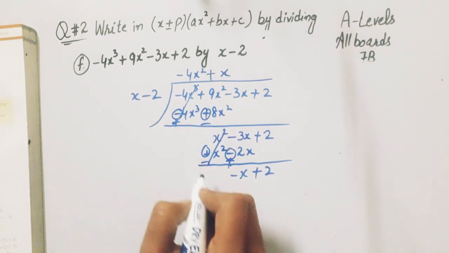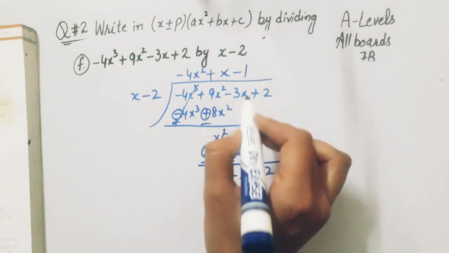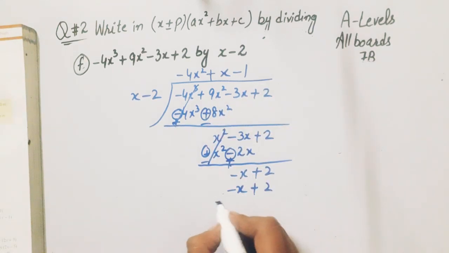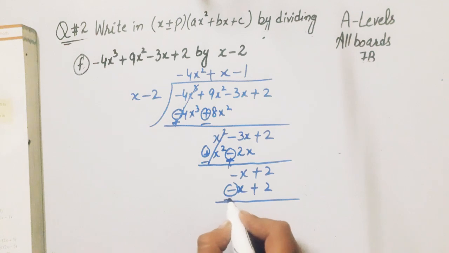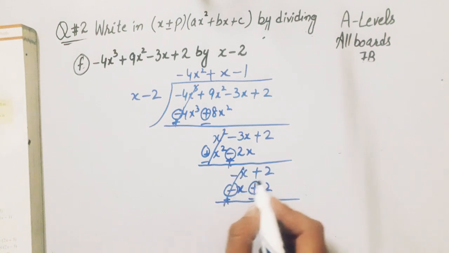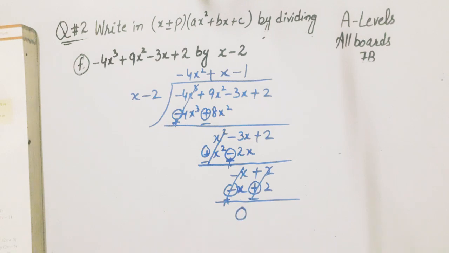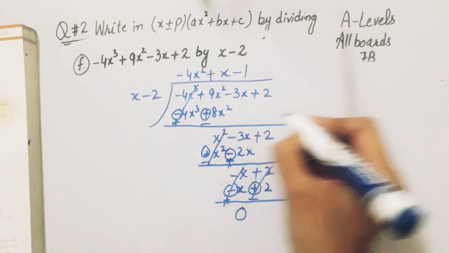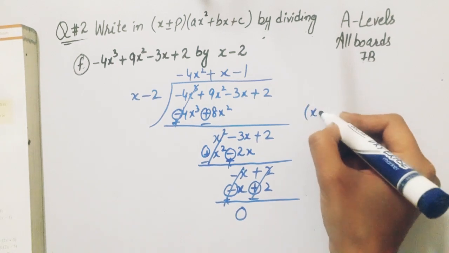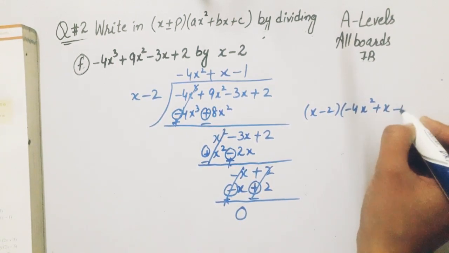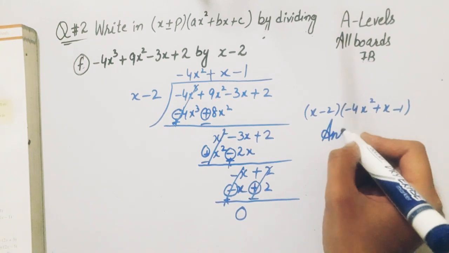To make minus x, we will multiply x by minus 1. So minus x plus 2. Now change the old sign and we will get new sign. Minus x is cancelled by the plus x and we have 0. Factors are x minus 2 and minus 4x square plus x minus 1. This is the final answer.